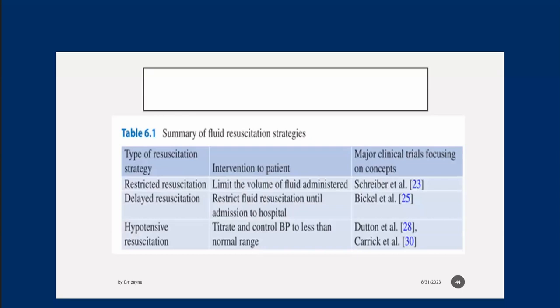Generally, these are the 3 types of resuscitation strategies applied in damage control resuscitation. One is the restricted resuscitation protocol, which means a hemostatic resuscitation protocol that limits the volume of fluid administered. Another is the delayed resuscitation protocol, which means delaying resuscitation till the hemorrhage is controlled. And another is the hypotensive resuscitation protocol. As previously discussed, it titrates to the low normal.